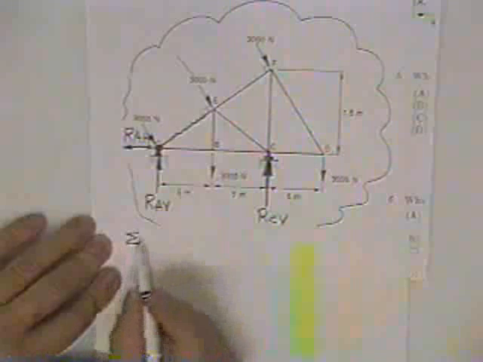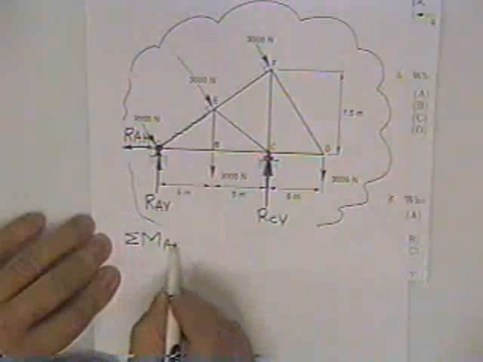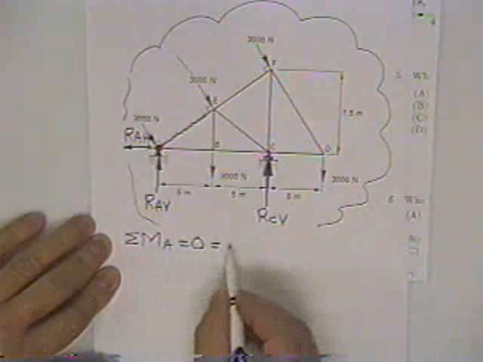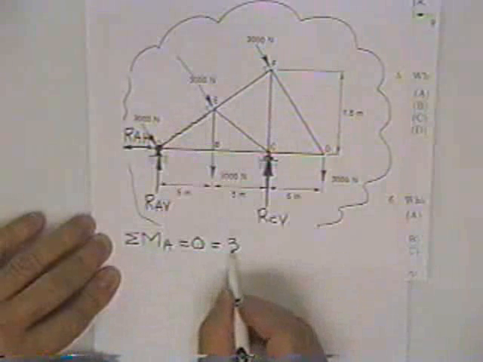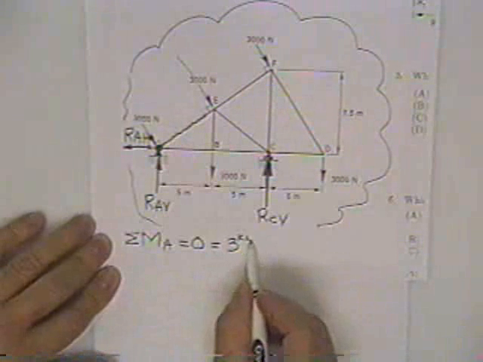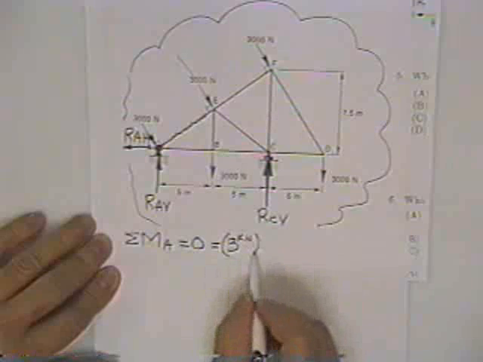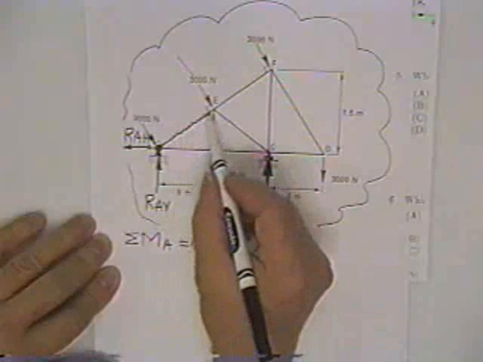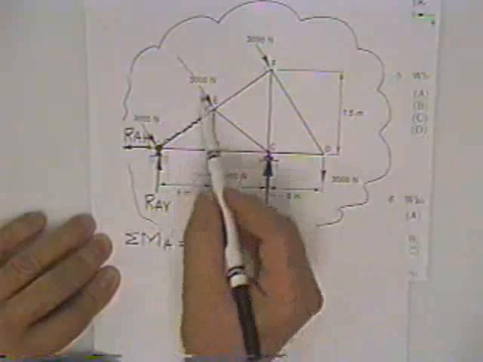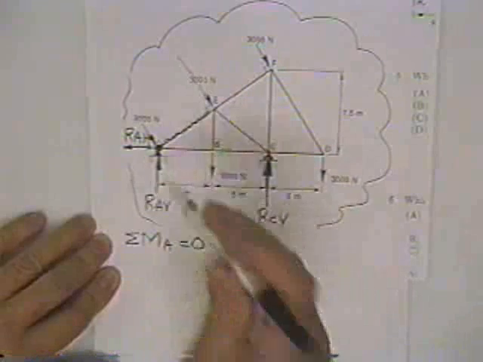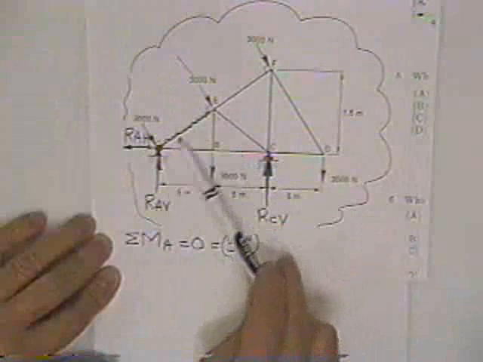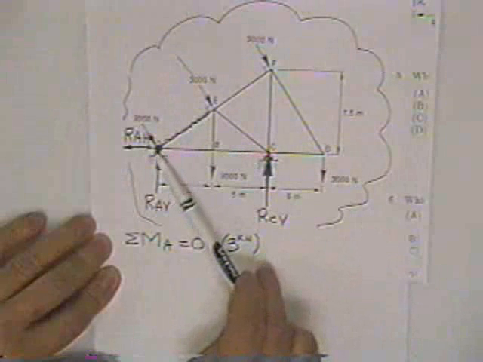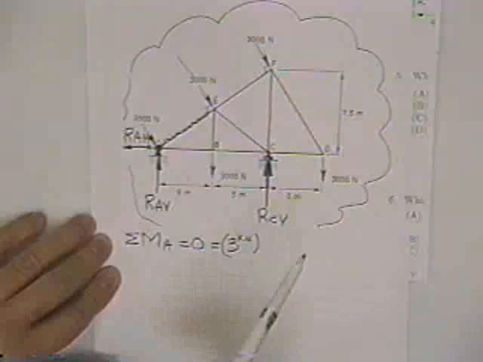Alright, we're going to sum moments about A equals 0. It is equal to, we'll take this 3,000 Newton force, let's just call it a 3 kilonewton force and work in kilonewtons and save some zeros, times this dimension right here. You'll notice this 3,000 Newton force is perpendicular to this member, and therefore it can't get any closer to the point A than the length of this member.